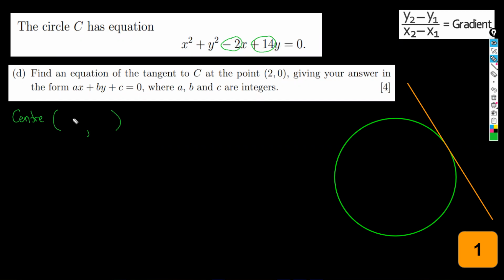So the center, we're supposed to take the minus 2 and divide it by minus 2, and then the 14 divided by minus 2. So the center is 1, minus 7. So that means the center over here is 1, minus 7. And for those who were not too sure, right, the point 2, 0 is over here. It's where the tangent made contact with the circle, right?